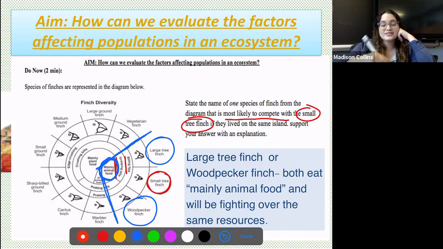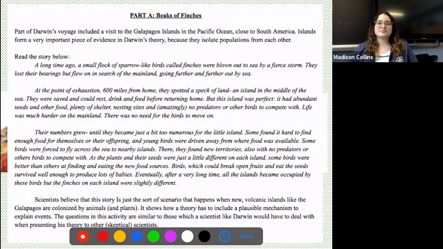Now, this diagram is actually going to be found on another state-mandated lab that we have to do either later this week or next, called the Beaks of Finches. So you will see this diagram again. In fact, this diagram loves to show up on the Regents. So please make sure you know how to read this diagram. But again, we will go over this again once we do that lab in class. Okay, but let's move on. I just mentioned the Beaks of Finches lab, and that's actually what this lesson is kind of preparing you for.